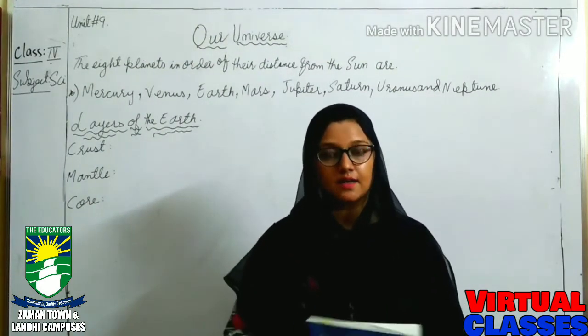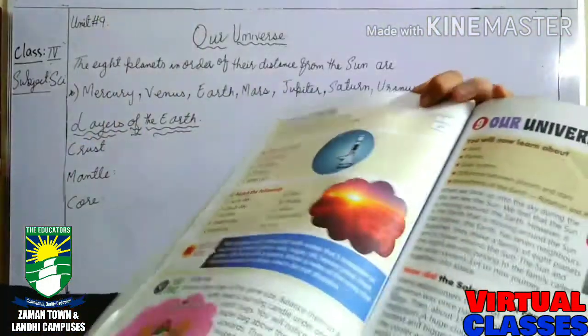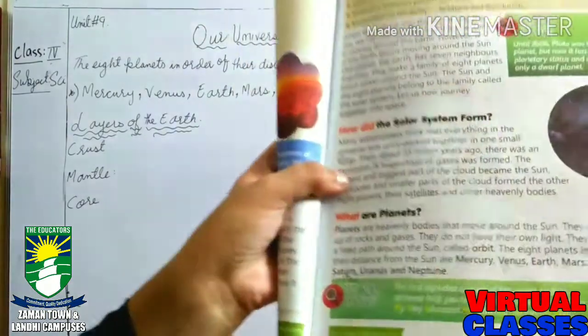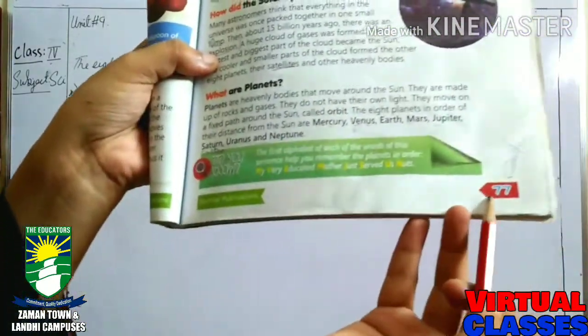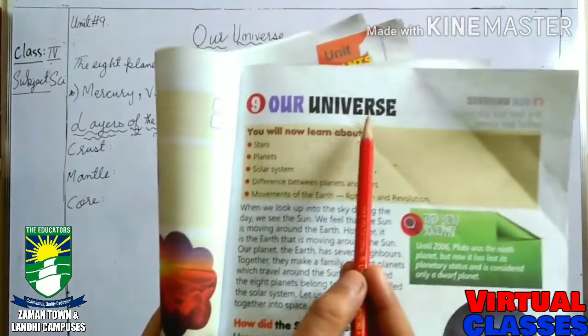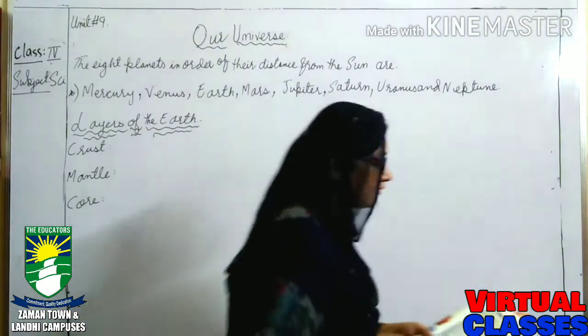Today is your science class and this is your science book. Now open the page number. This one, we have a new lesson today. We are going to read the new units. Here is page number 77, our universe. Now, just open the page number 77.